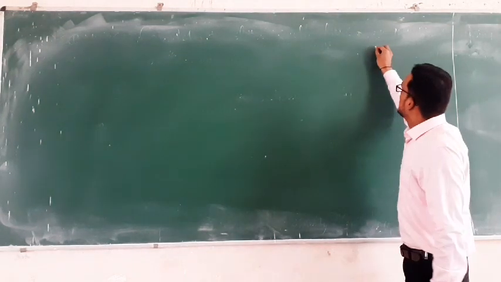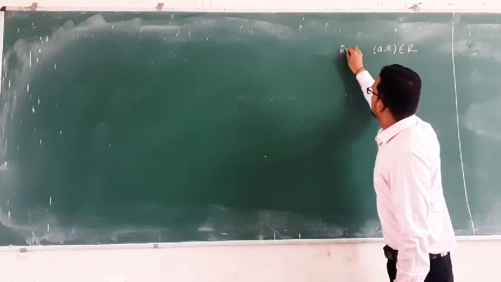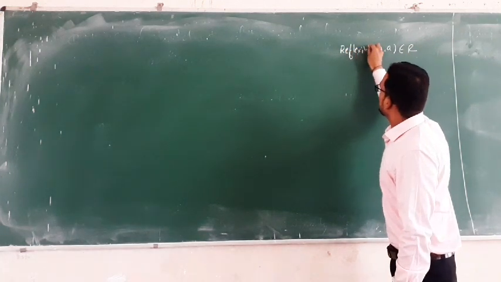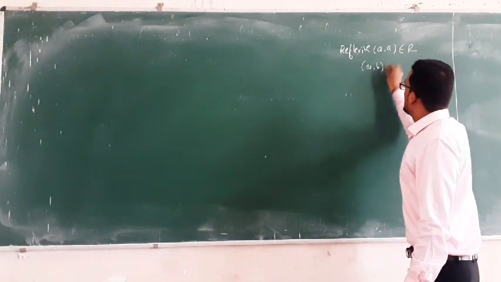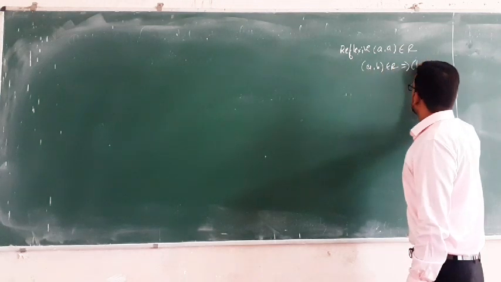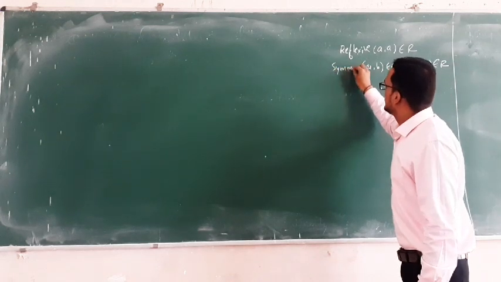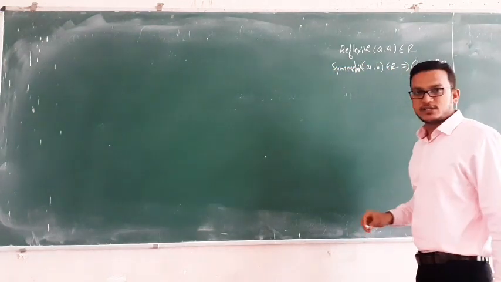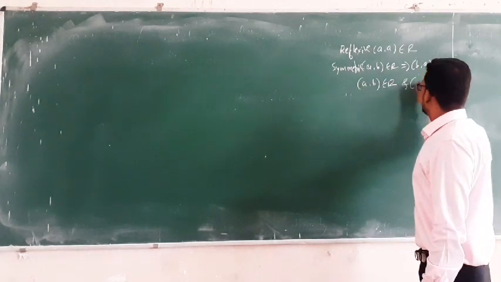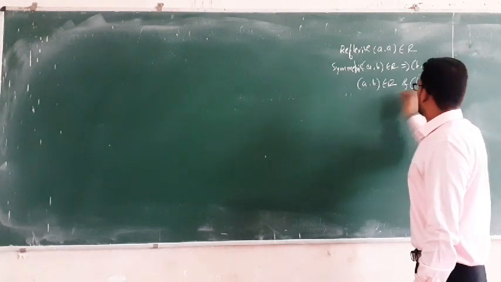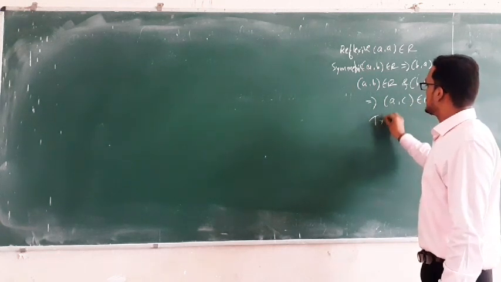What is that? If (a, a) belongs to R, it is reflexive. Next, if (a, b) belongs to R, that implies (b, a) belongs to R, it is symmetric. And third, if (a, b) belongs to R and (b, c) belongs to R, that implies (a, c) belongs to R. So this is the definition of transitive relation.